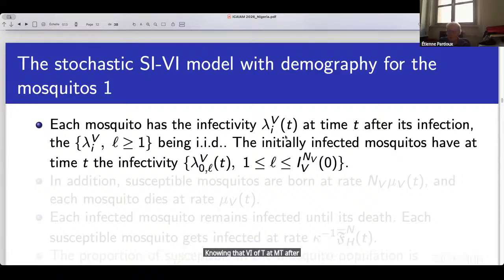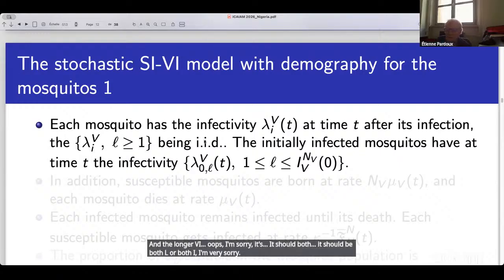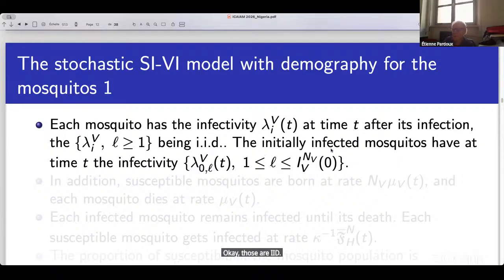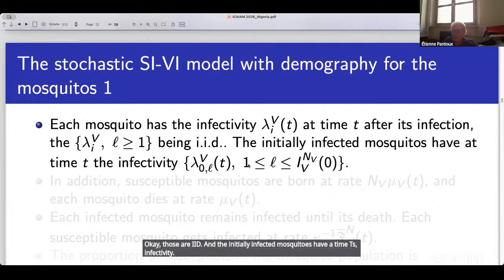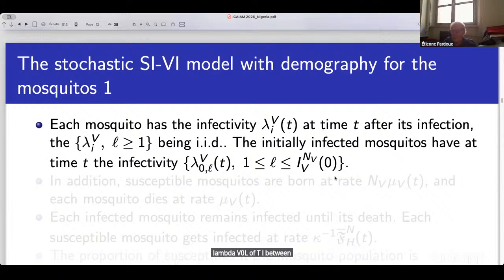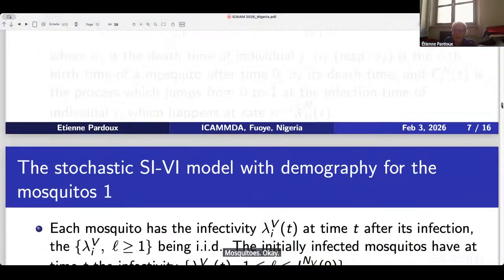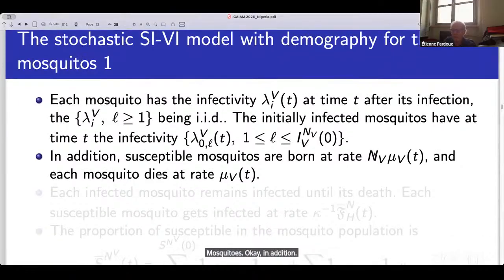And the lambda VI should be both L or both I. I'm very sorry. Those are IID, and the initially infected mosquitoes have at time T the infectivity lambda V0 L of T, with L between 1 and the number of initially infected mosquitoes. In addition, susceptible mosquitoes are born at rate NV times mu V of T, and each mosquito dies at rate mu V of T.